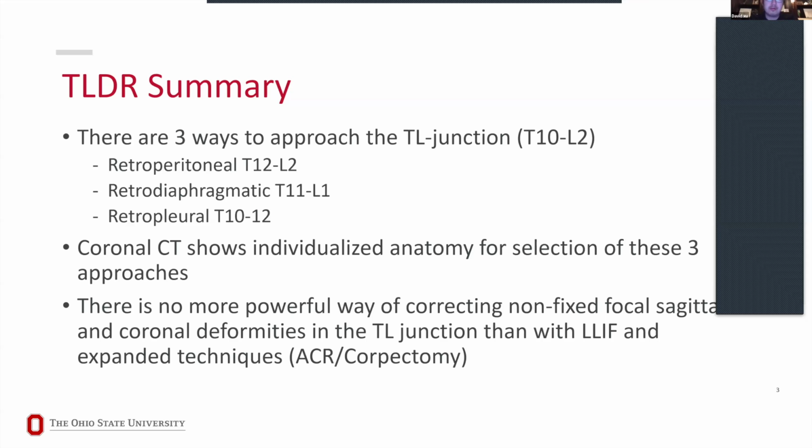And a coronal CT, or if you have a coronal MRI scan, can really help differentiate what you're going to use. And in my view, the reason why I care about this so much is that using a lateral approach to the TL junction, I can't think of a more powerful way of correcting non-fixed deformities with either a lateral or an expanded lateral technique like an ACR or a corpectomy.